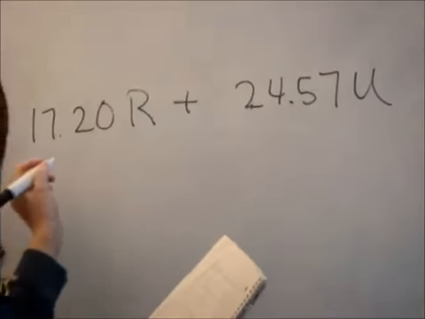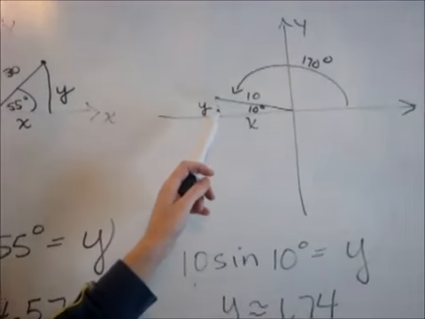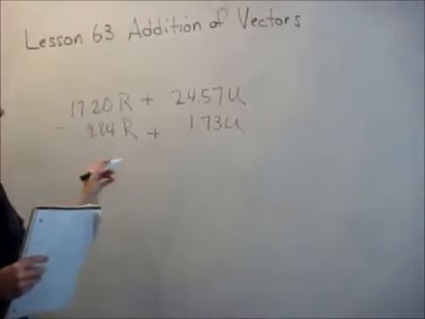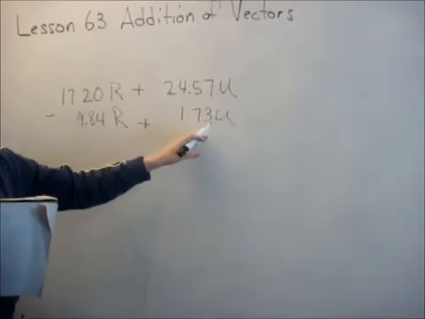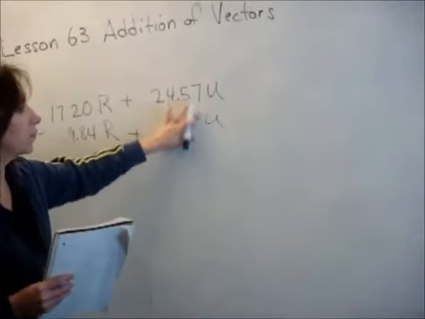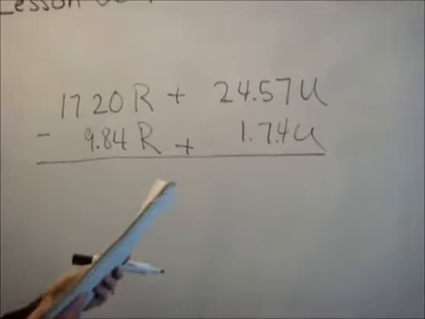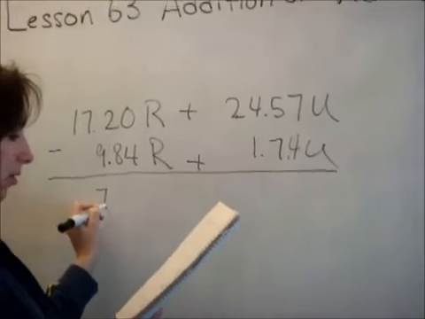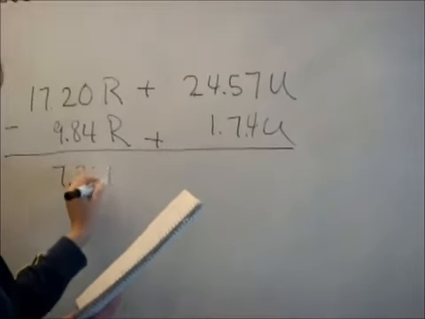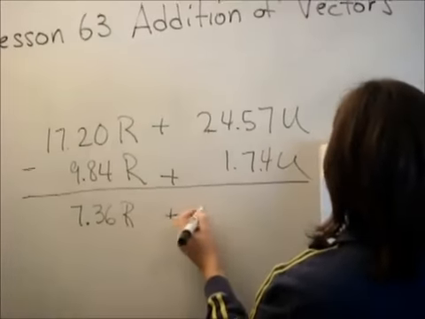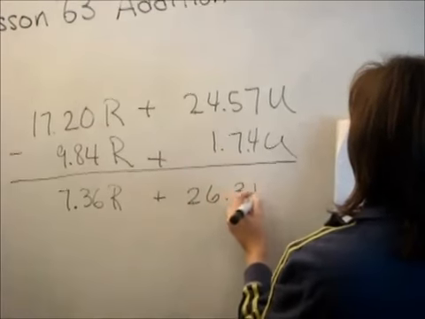Let's take the second one. We have minus, because you'll notice that we're going the negative direction. Our x is negative, our y is still going to be positive. So we're going to have negative 9.85 right, and 1.74 up for that one. Then we just simply add these together, and we're going to round it to 2 places, and you're going to get, for a final answer, I'm going quick here, 7.36 right. I'm going to switch this side so you can see the problem. Plus 26.31 up.